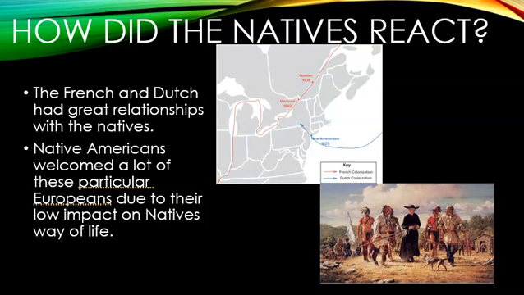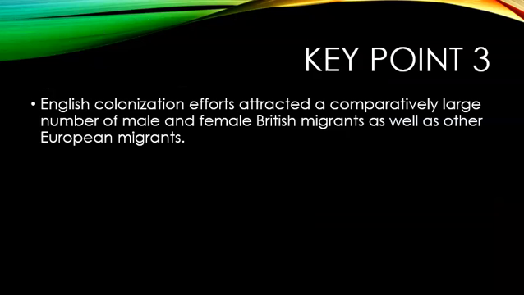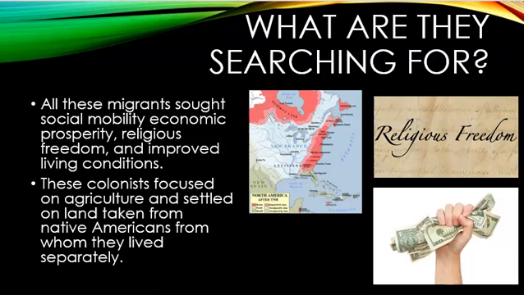So, this brings us to key point 3. English colonization efforts attracted a large number of male and female British migrants, as well as other European migrants. So the British, on the other hand, had lots of migrants moving in. Why? What are they looking for? Well, these migrants sought social mobility because, hey, the New World gives me a chance to advance myself, step up, be more important, get better.